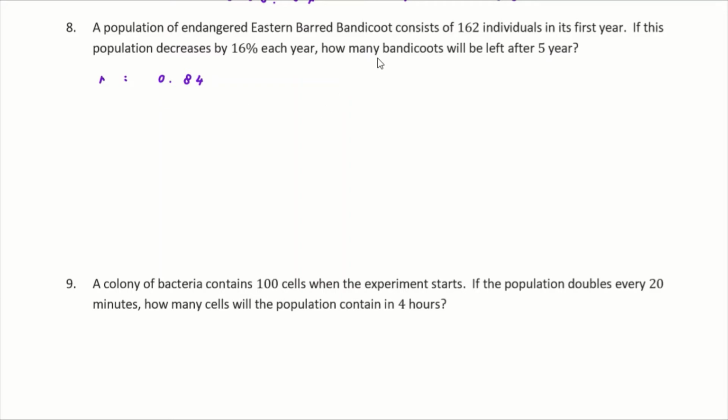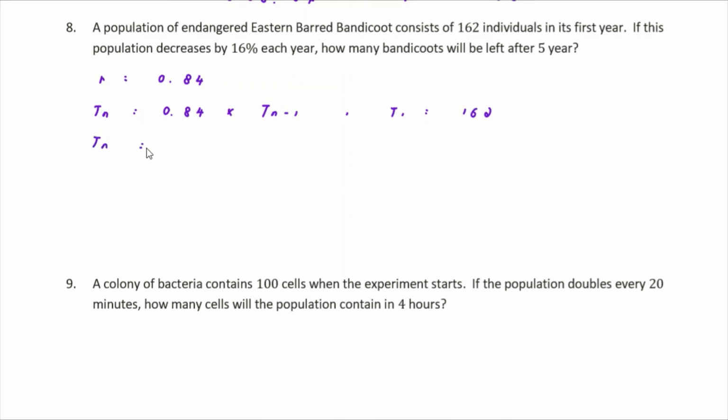Now when we move on, we need to write down our recursive rule first. So Tn will be equal to, when you get your next term, you use 0.84 to multiply your previous term. So 0.84 times Tn minus 1. In this case, our T1 is 162.